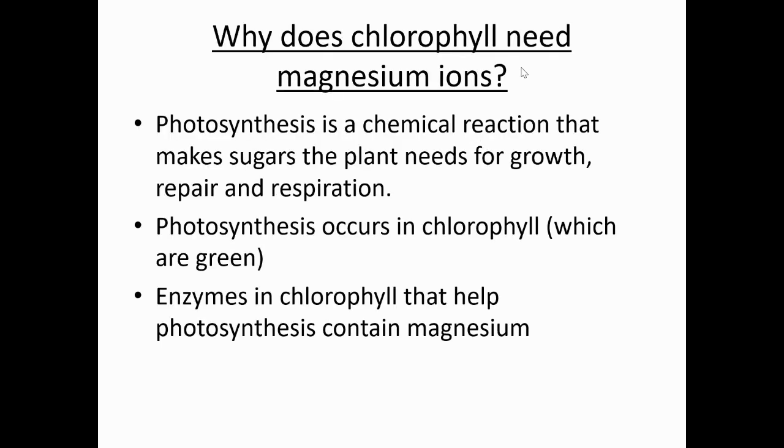Okay, so there are some logical steps so you can draw some conclusions of why it needs magnesium. Without magnesium, there are no enzymes in chlorophyll. Without working chlorophyll, the plant cannot make sugars, and without sugars, the plant cannot grow.